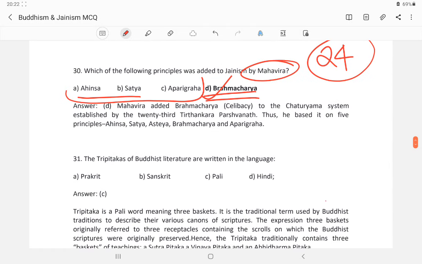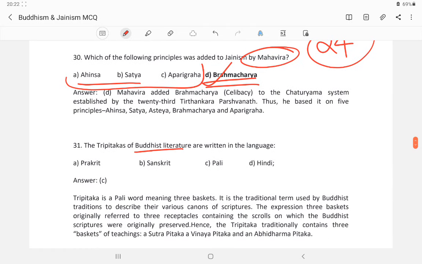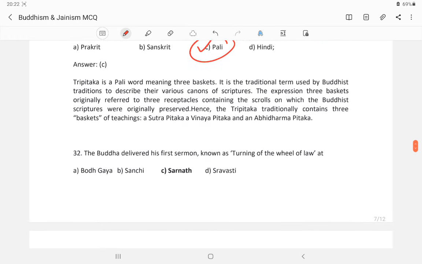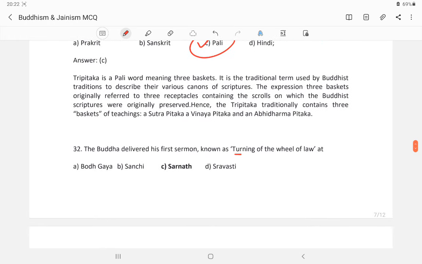The Tripitakas of Buddhist literature are written in the Pali language. Buddha delivered his first sermon, known as the turning of the wheel of law, at Sarnath.